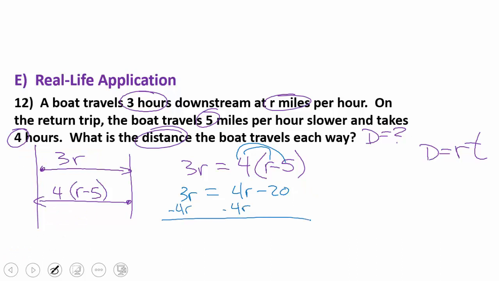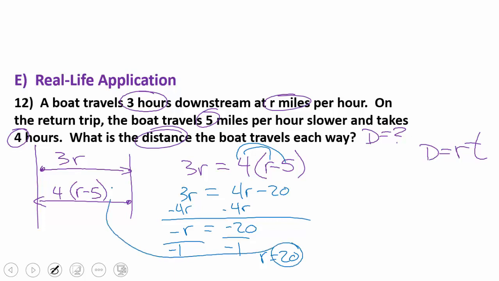You're probably thinking I'm crazy. I like to keep mine positive, but I have a negative r and a negative 20. If I want to get rid of this negative r, I divide by a negative 1. Both sides, r equals 20. Now that's not the answer. That's r. R is how fast we went. So on this trip, 3 times r, or 3 times 20, that gives us 60 miles.